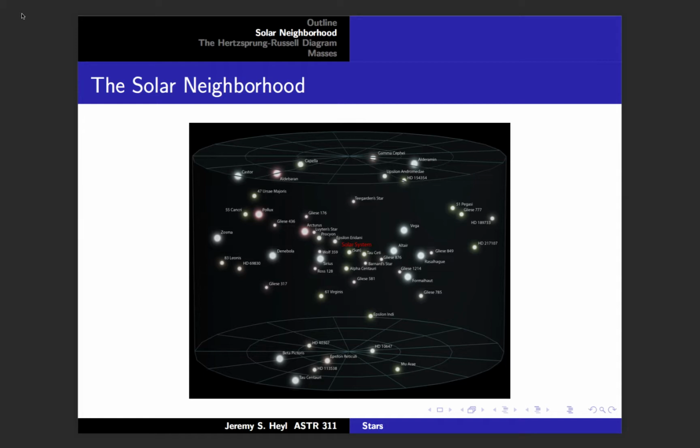And for the most part, you won't be familiar with their names, right? So like you can look over here. This is called Gliese 317 or HD, blah, blah, blah. And those are relatively faint stars that you can't see with your naked eye, right? So we don't have familiar names for them. But the sun is right here in the middle.